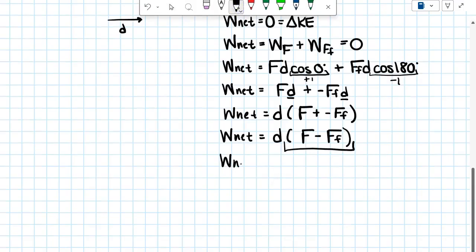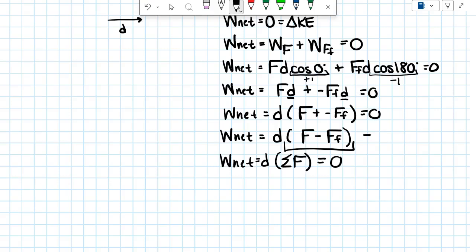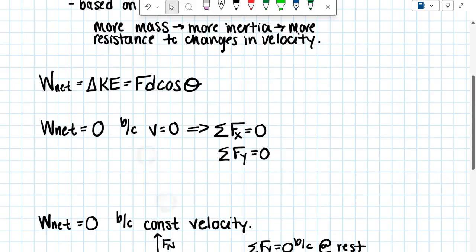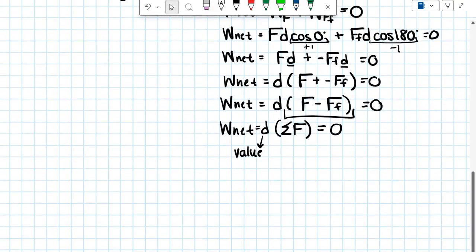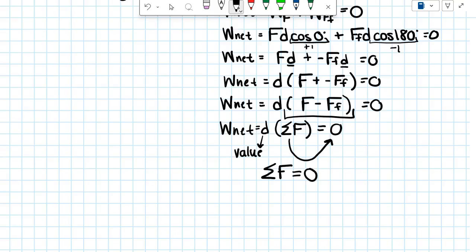So I can say, all right, well, my net work equals the displacement times the net force, equals 0. Because remember, we can carry down this equals 0 because we're traveling at a constant velocity. Now my displacement has a value. This thing is moving, right? It's not like when we were at rest and our net work was 0 because the displacement was 0. Here, my net work is not 0. It's not 0 because of the displacement, right? So that leaves us with net force. So that proves that if something is moving at a constant velocity, the net force must be 0.